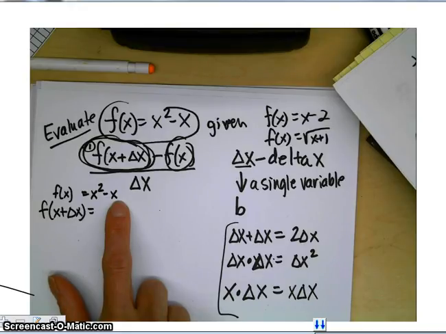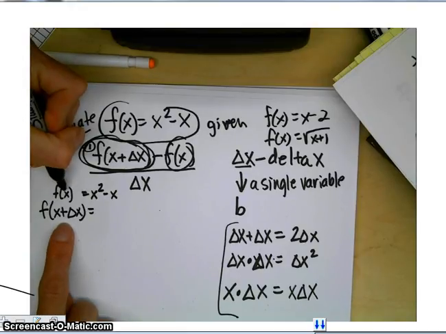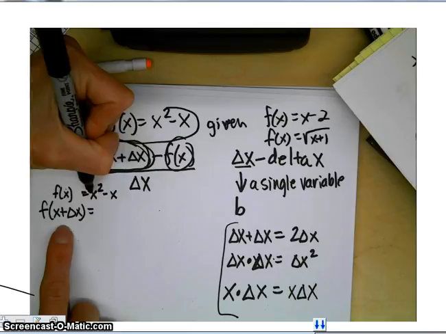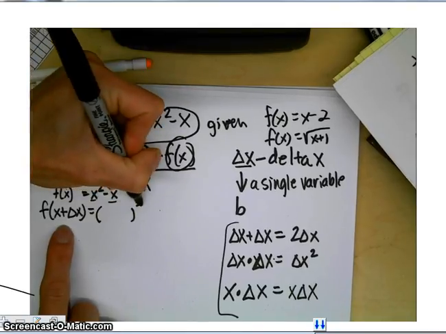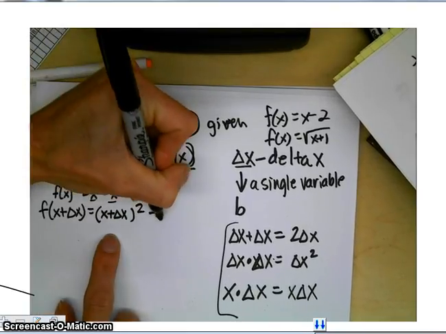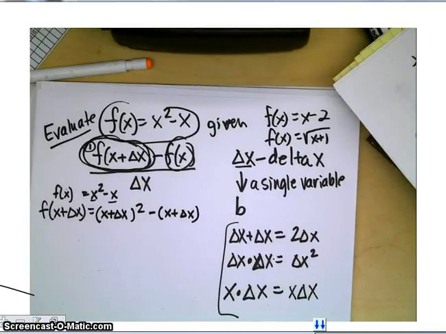F of x plus delta x. What did x change to? Here it was just x. Now it's x plus delta x. So each of these x's is going to get replaced with x plus delta x, minus x plus delta x. Notice my parentheses? That's very important or you're going to screw up all the negatives.